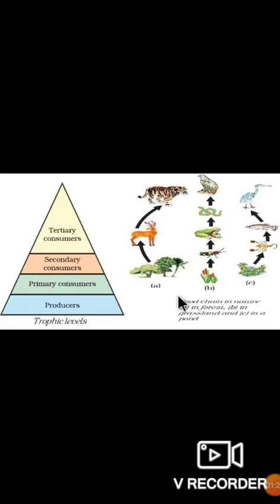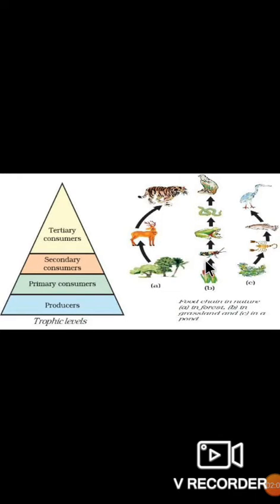So here you can see three types of food chain have been shown. A is a forest food chain, B is a grassland food chain, and C is a pond food chain. In a forest food chain, many herbivores are there, and herbivores are the primary consumers. Here there is no secondary consumer, and the herbivore will be eaten by the tiger. So the tiger is the tertiary consumer.